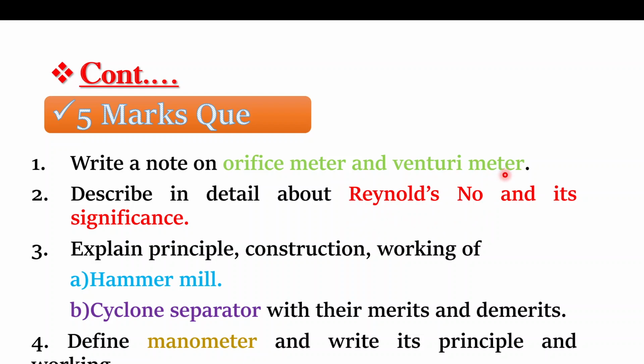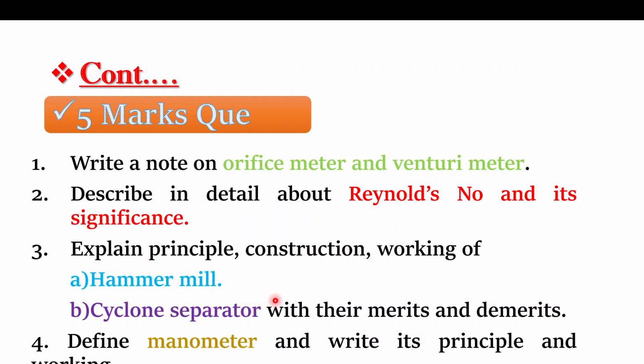It can definitely be asked for 2 marks, or when we talk about its significance and its equation, it can be asked for 5 marks. So prepare these; it can be helpful for 5 marks as well as for 2 marks. Like the Bernoulli's theorem, prepare this question very well. Next, the third question is: explain the principle, construction, working of hammer mill and cyclone separator.